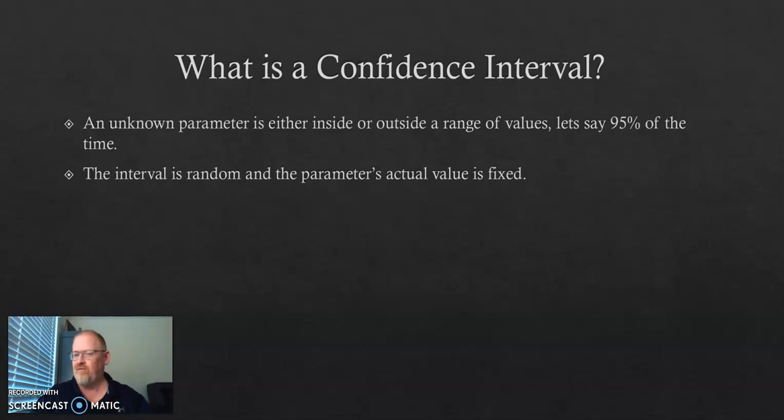So for a confidence interval, we have an unknown parameter. It's either going to be inside or outside a range of values. Let's say 95%. It could be 98 or 90, whatever the confidence level is. But let's say it's 95, meaning that if I had 100 samples, in 95 of them this unknown parameter would lie between some range of values. But the problem is I don't know what the interval is. The interval can fluctuate, but the parameter's actual value is fixed.